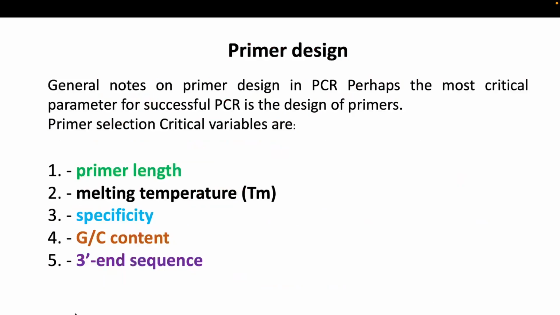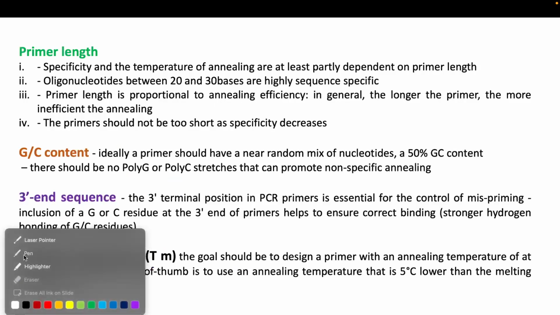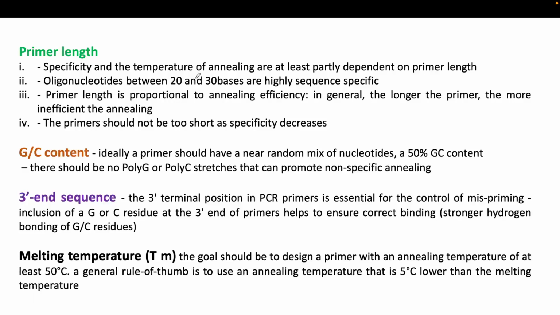Then there are different things we have to consider while designing the primer. First one is the primer length, second one is the melting temperature, third one is the specificity, fourth one is the GC content, and fifth one is the 3 prime end. Okay, so primer length, as we earlier discussed, we generally use 20 to 30 base length. Okay, and if it is higher than that, it will be more selective or more specific. Okay, and the second thing is primer length is proportional to the annealing efficiency.